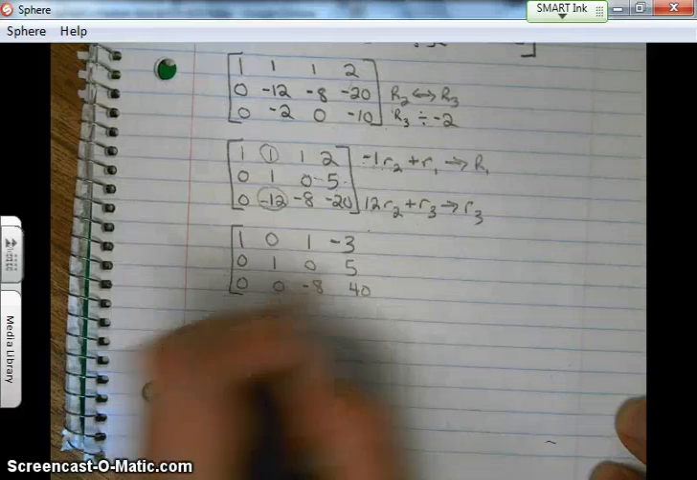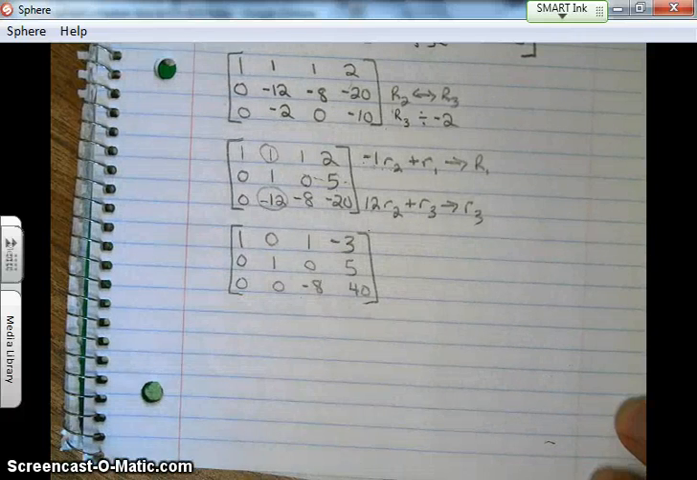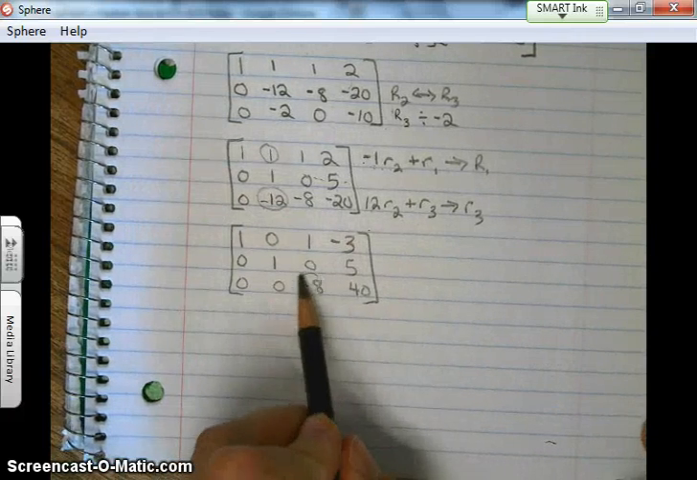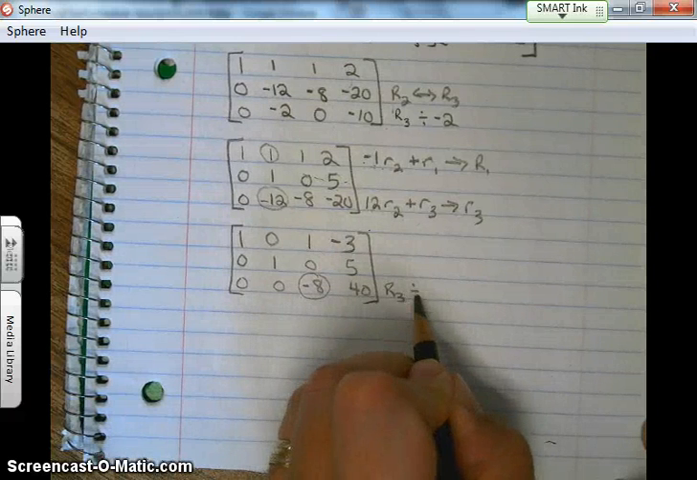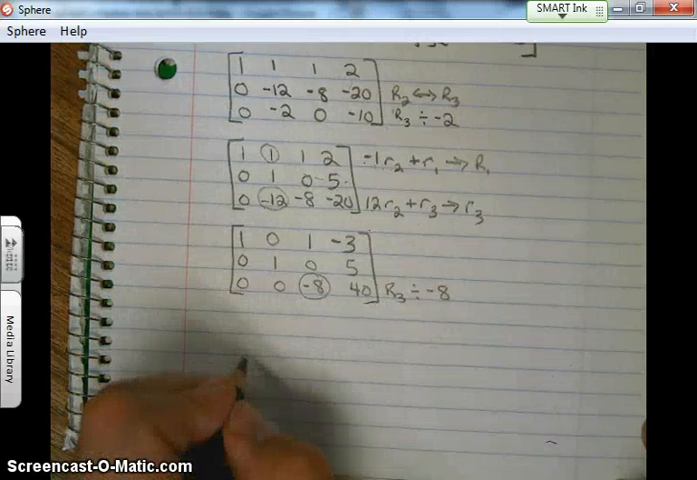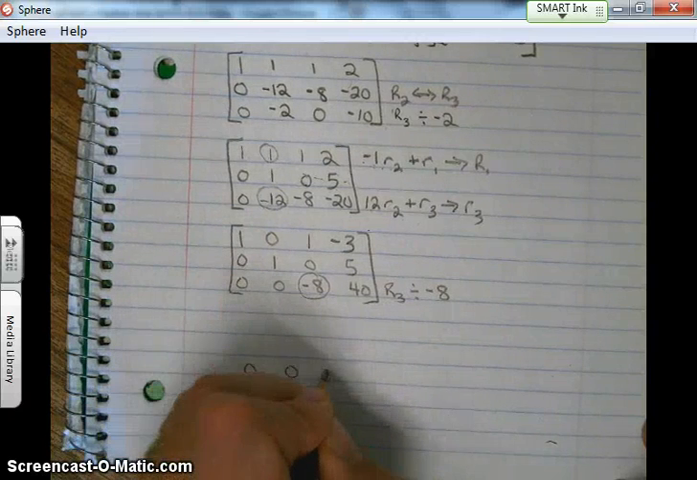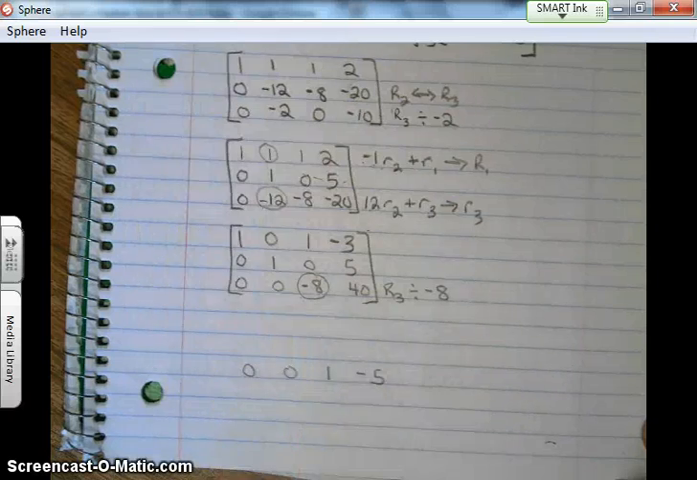Running out of time. We'll keep on going. I'm going to make this into a 1, so we're going to divide this row by -8. So we get 0, 0, 1, -5.